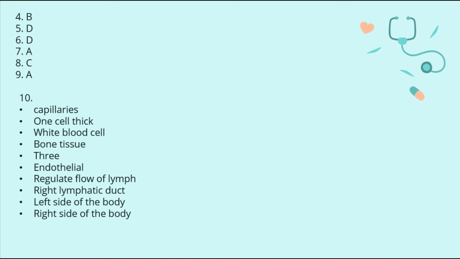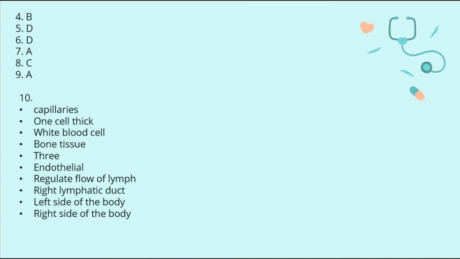Number 4. Which important constituent of blood is absent from the lymph? Our answer is B, erythrocytes. 5. What is the difference between lymph and interstitial fluid? Our answer: interstitial fluid becomes lymph when it enters the lymphatic vessels. 6. Which nutrient is absorbed into the lymphatic vessels of the small intestine? Our answer is D, fats.